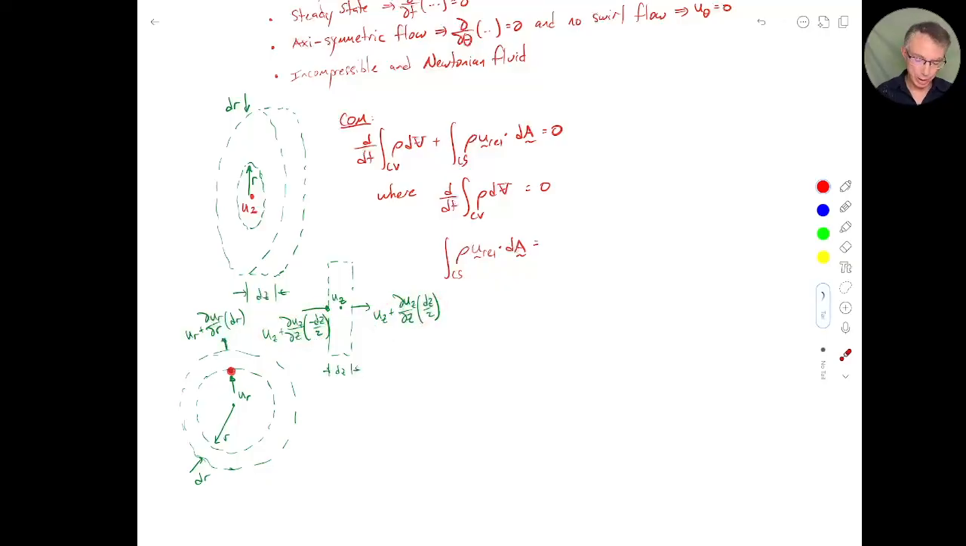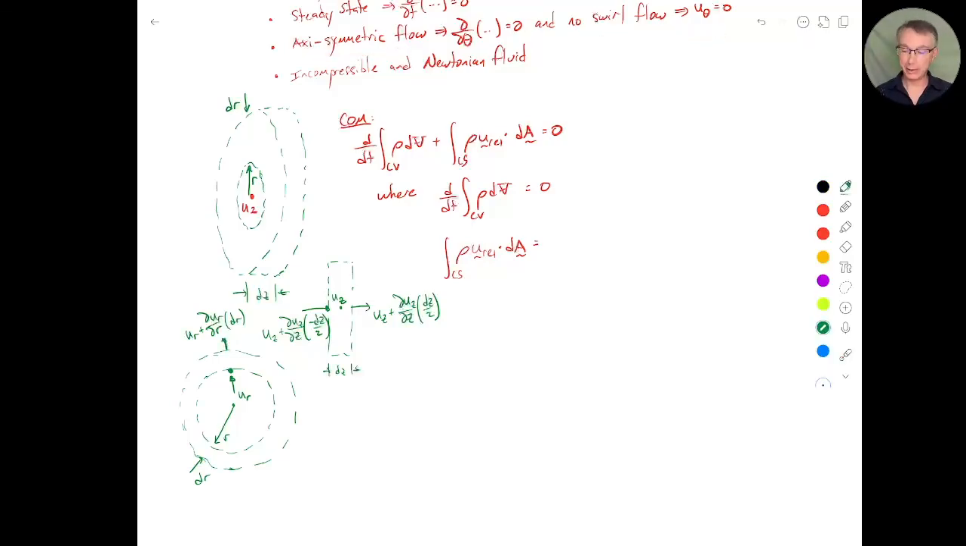I'm saying it's UR at radius R, and now as I go from here to here, the velocity's changed a little bit. It's the velocity I start with, plus how that radial velocity changes as I move in the R direction, times how far I've moved. I've just moved a distance dr to head out that way. So that's what my velocity on the outer surface is. The theta direction I don't have to worry about because I said that this was an axisymmetric flow with no swirl velocity. So that part I don't worry about.